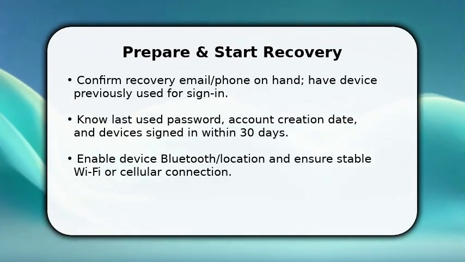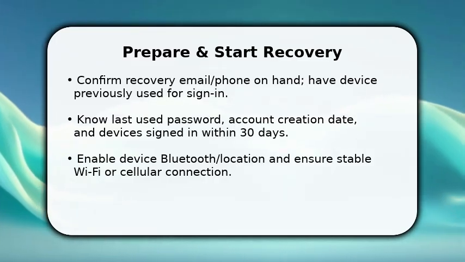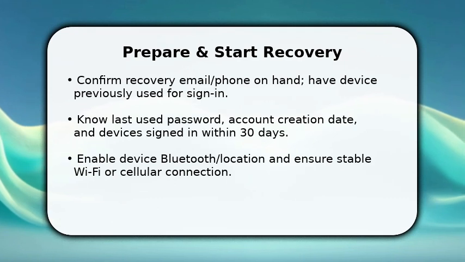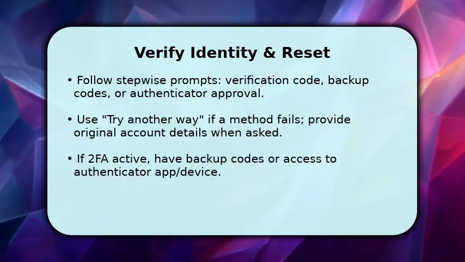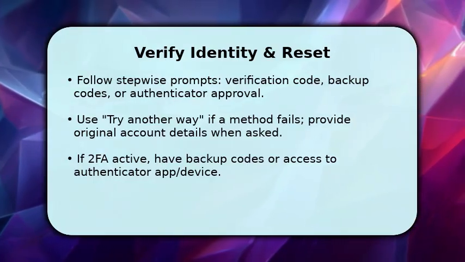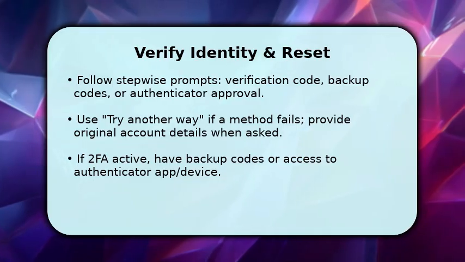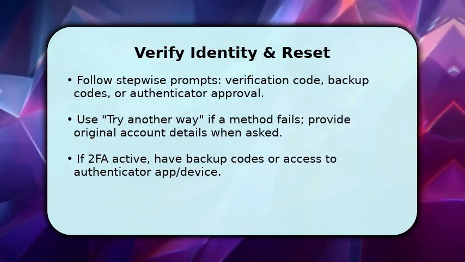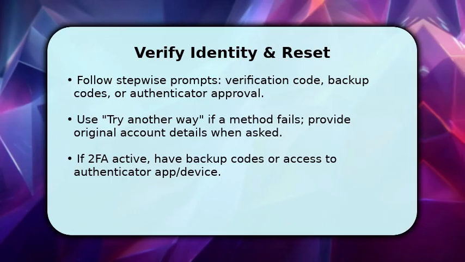If prompted, select recovery options in order: phone, email, then security questions, entering details slowly and accurately to maximize success. You now verify identity through the most secure available method. Google will ask for codes, device approval, or account details. When a code arrives, enter it immediately. Codes often expire quickly, so have your phone ready.